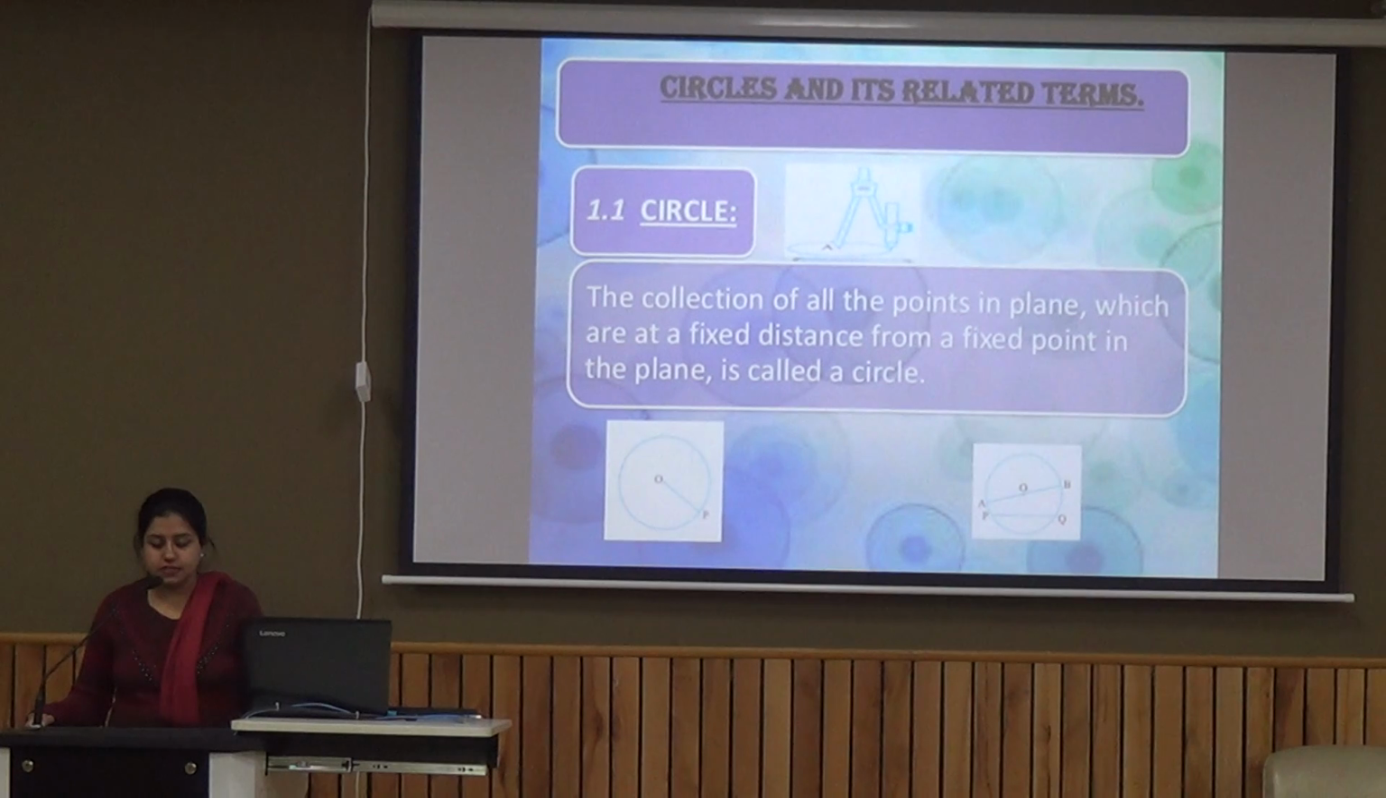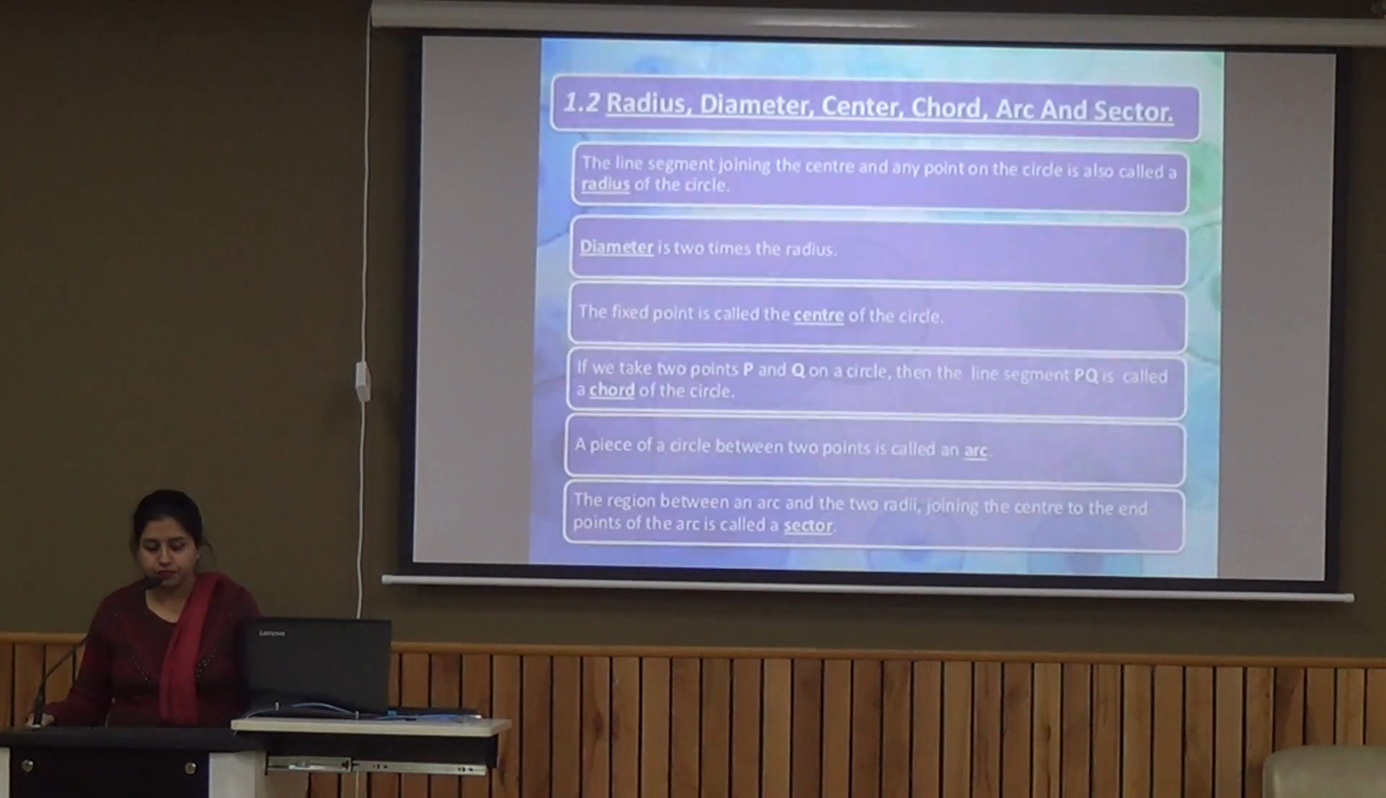Now let's define circle. The circle is defined as the collection of all the points in a plane which are at a fixed distance from a fixed point in the plane, as you can see in the figure. The line segment joining the center and any point on the circle is called the radius of the circle. Now we all know diameter is 2 times the radius. The fixed point is called the center of the circle.